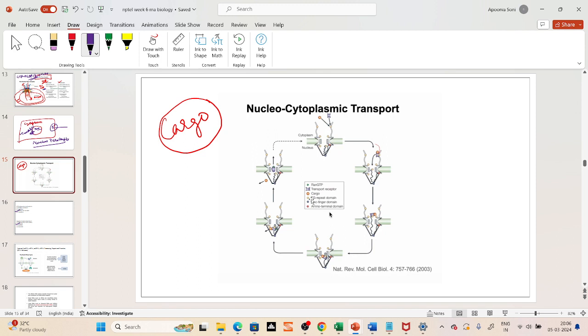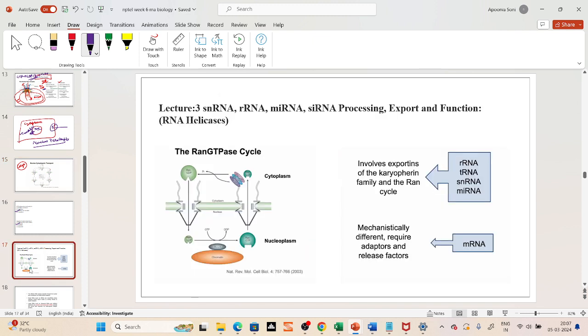You can see they can be folded very easily here at all the points. They are very flexible, and they help in the import and export of the cargo. That is the function of the FG repeat domain. These are basically domains which are present in the nuclear pore complex. FG stands for phenylalanine and glycine. Now I have to move a little quick because we have a lot of things to cover.